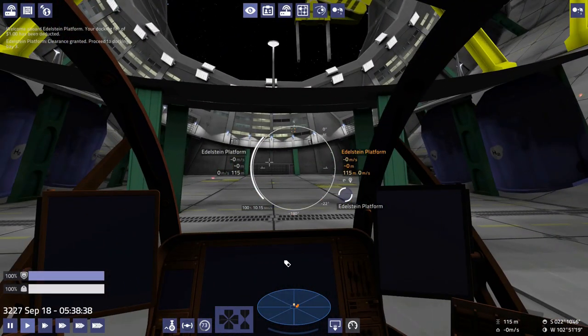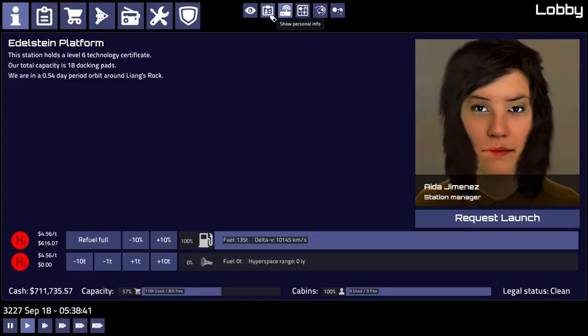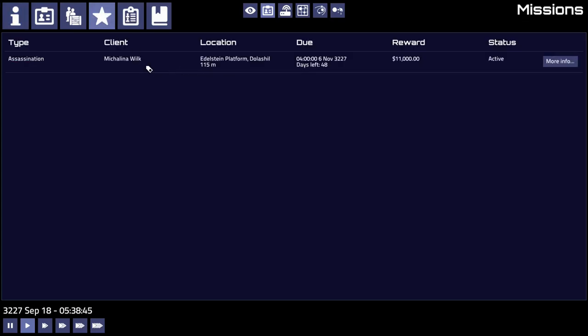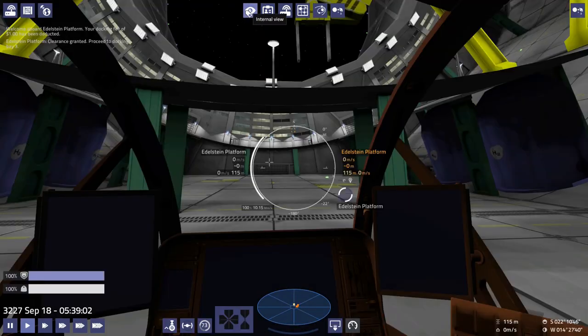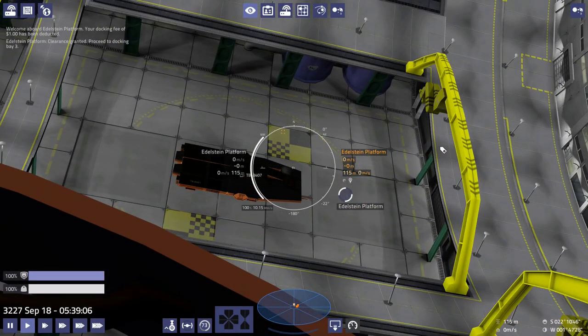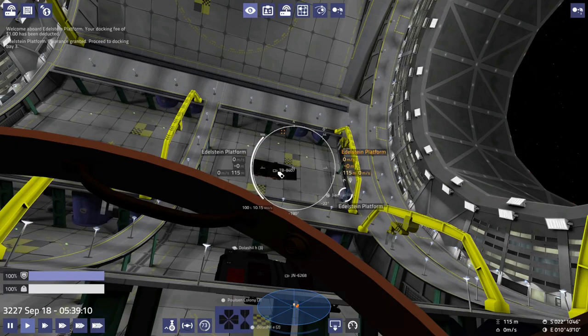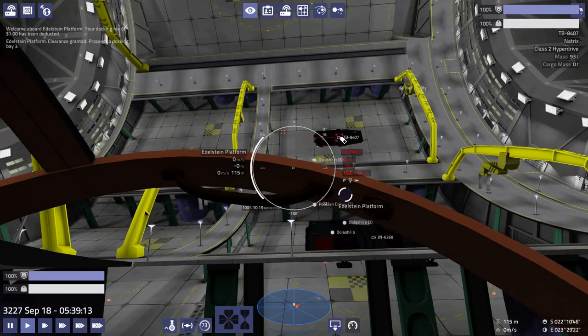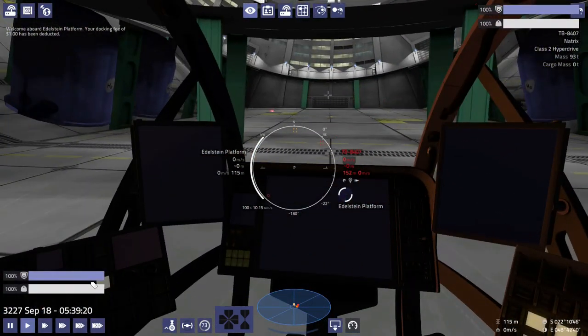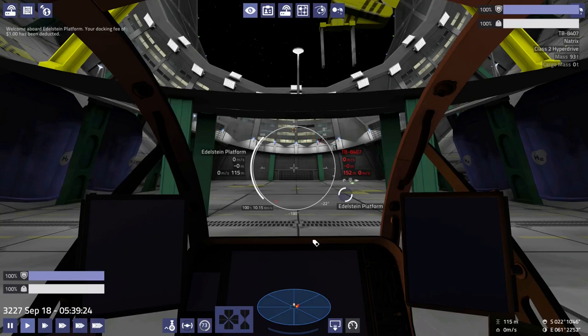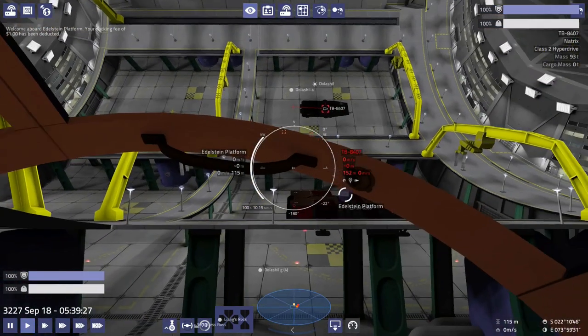Next up, it's the waiting game. Because we have to wait 48 days until November 6th for this, who was it? Lewis, Officer Ethel Lewis. We have 48 days, a month and a half to wait for this person to leave. So we'll go ahead and target it. And it's got a shield, which is not great, but we have a trusty plasma accelerator. So that shouldn't be a problem.